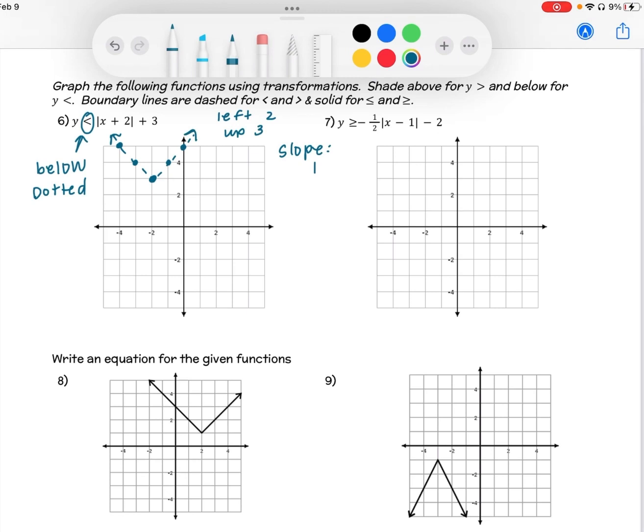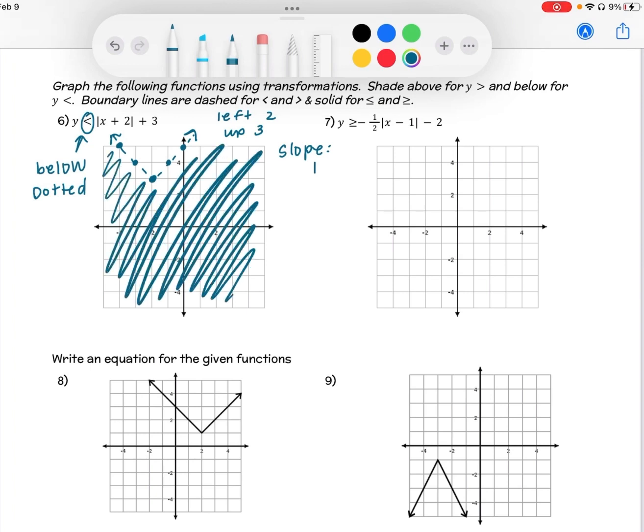Put your arrows on the ends. And we said it needs to be shaded below. So that means we're going to shade underneath that V. We're going to shade the lower parts of it. So we would shade that whole area. And again, if you were to type this into Desmos, you would see this exact graph, or you would see a different graph and you can tell that you did something wrong.